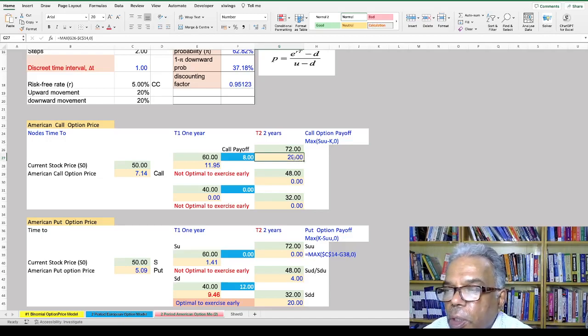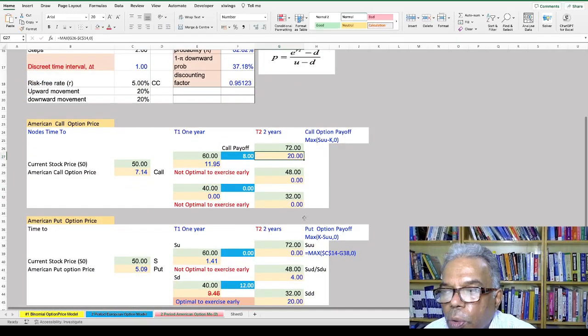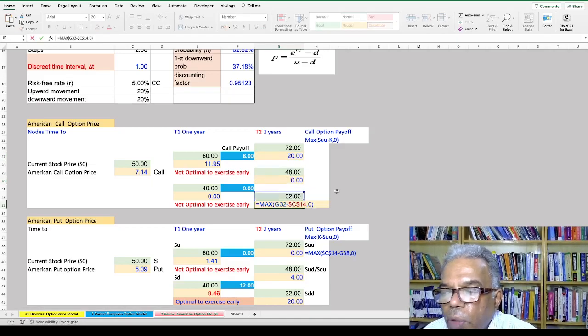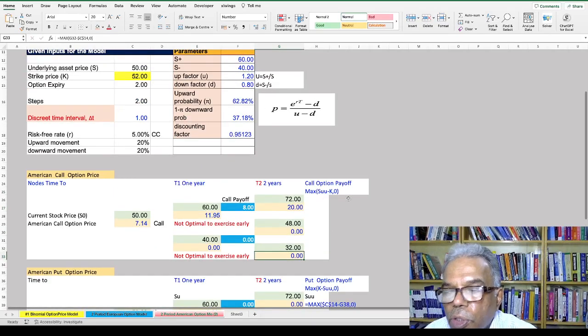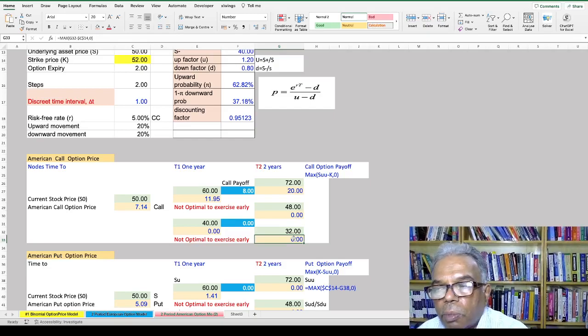Since it's a call option, the payoff value is the maximum of 72 minus the strike price 52, that is 20. Maximum of 48 minus 52 is 0. Maximum of 32 minus 52 is 0. So for these two nodes you can see there is no intrinsic value since the node value is less than the strike price. Once you have calculated this, you approach it the same way as we did in the European option pricing model.